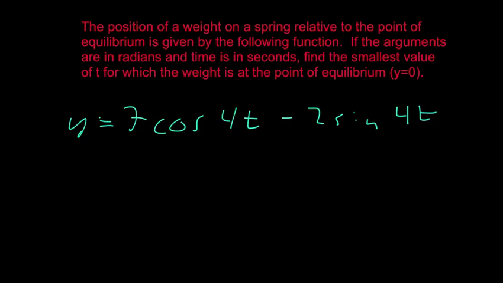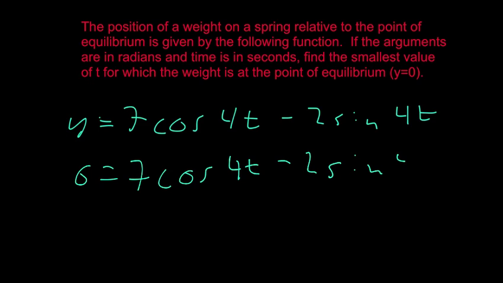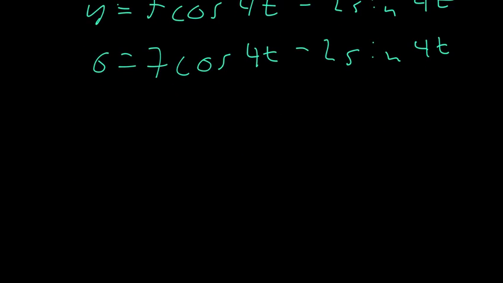So we can go ahead and plug that into our equation. So 0 equals 7 cosine 4t minus 2 sine t. Okay, and we can go ahead and rearrange this. So I'm going to add 2 sine of 4t to each side. So we'll get 2 sine 4t equals 7 cosine 4t.